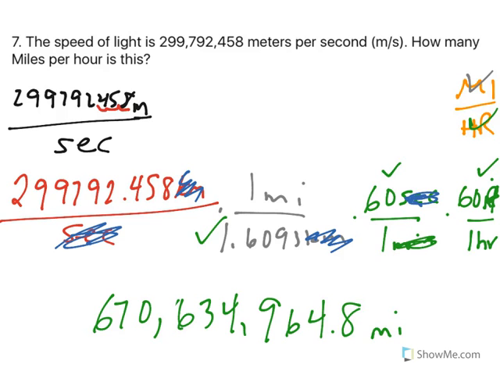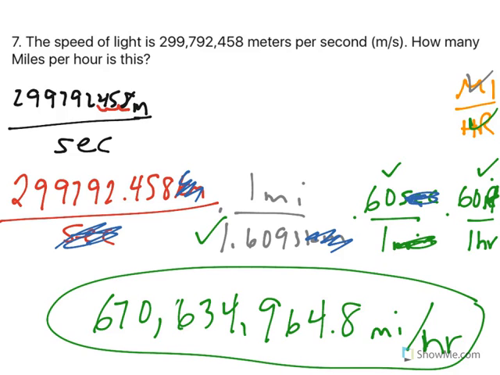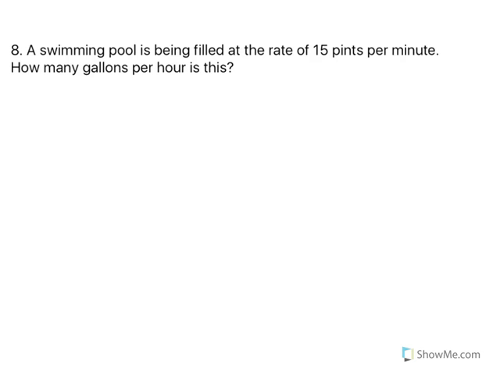634,964.8 miles per hour. I did this 2 different ways just for fun to see how close the answers were, and they were actually off quite a bit. But this is going from meters to kilometers. If you do meters to yards to feet to miles, it's quite a bit different, about 18,000 difference in terms of miles per hour. So, yeah, just FYI. Number 8, a swimming pool is being filled at the rate of 15 pints per minute.